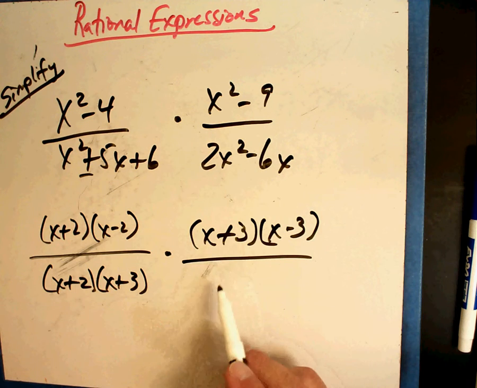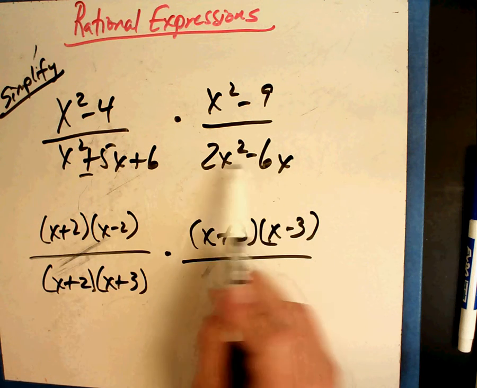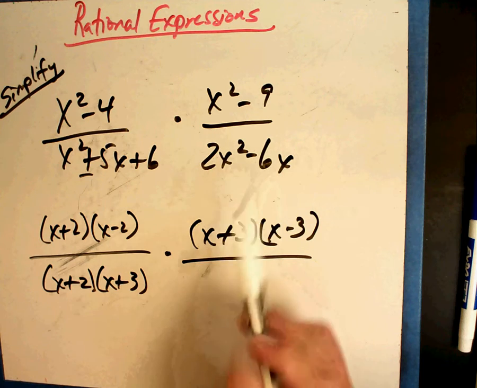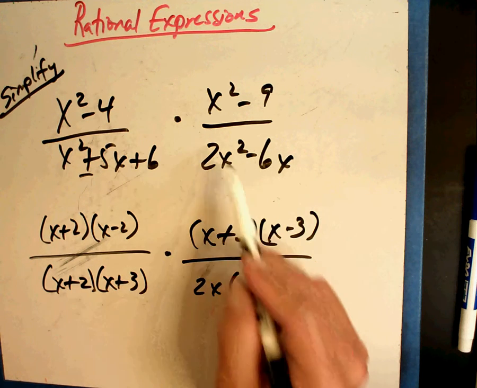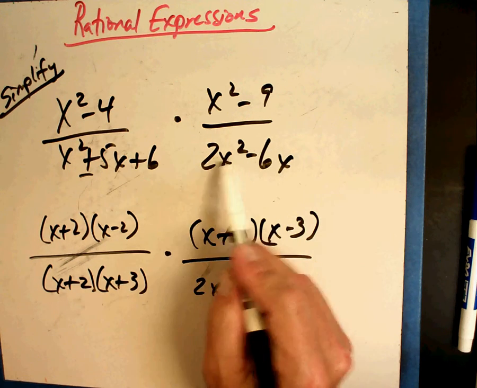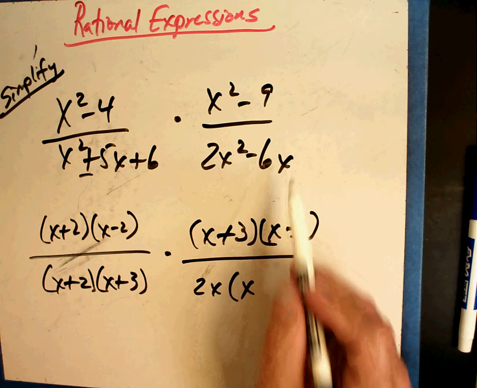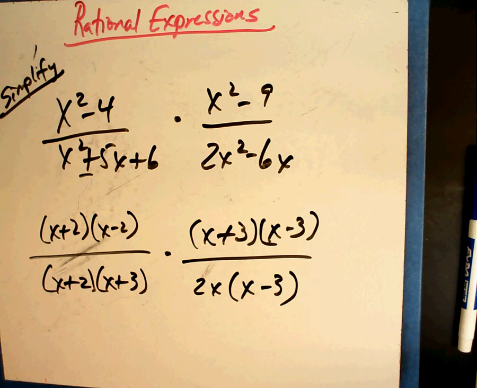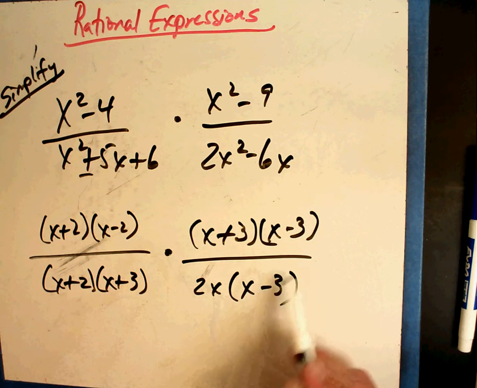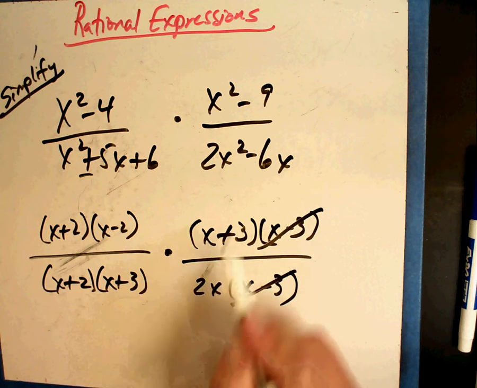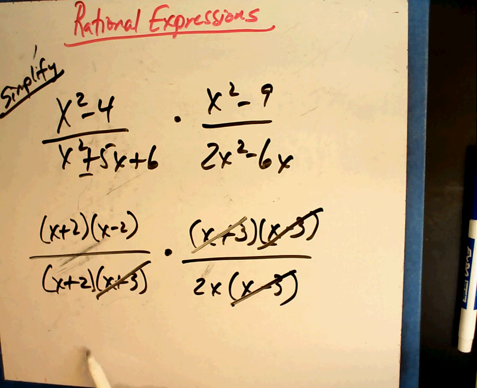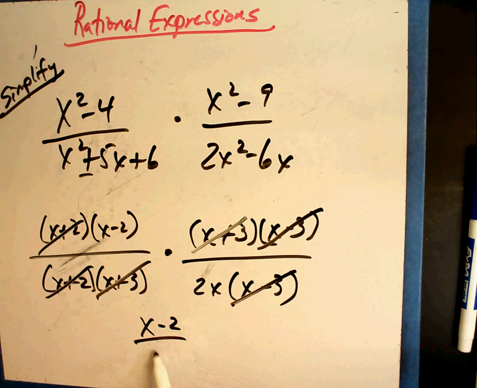And then I can't factor that one like that one, but I see there's a 2 and an x in both of those. All that I have left, if I take a 2x out of that, I have an x, and a 2x, I have a minus 3. So I broke everything down. Now start marking stuff out. Since it's a multiply, I can mark out. That goes away. That goes away. That goes away. All I have left is x minus 2 over 2x.